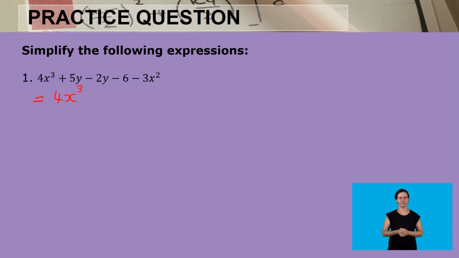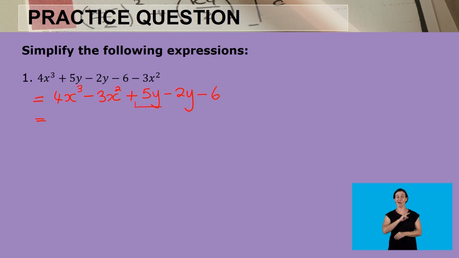Then we can write our negative 3x squared. So of course we know that those are not like terms. And why are they not like terms? Because they might have the same variable, but that exponent is different. But we do have there, we are adding a 5y, we are subtracting a 2y, then we have the subtraction of a 6. So now that we have rearranged our expression, just to see more clearly which ones are the like terms, do we have like terms in this expression?